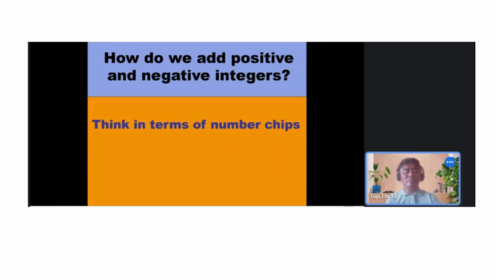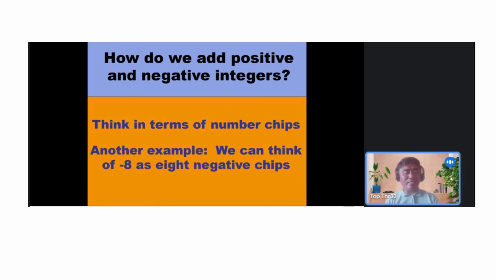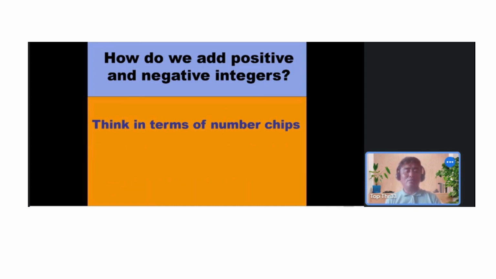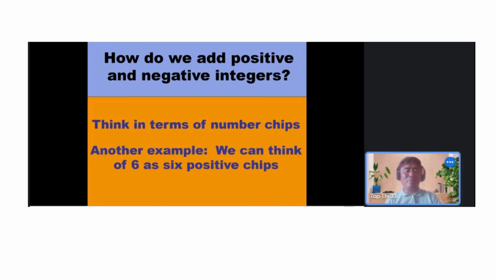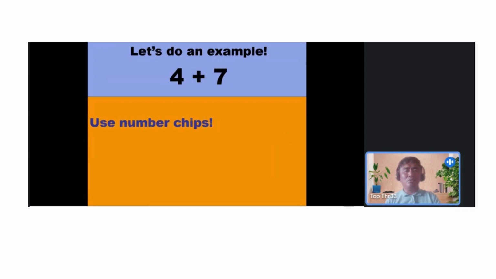And we can think of negative 8 as 8 negative chips. We can also think of positive 6 as 6 positive chips. So to add positive 4 plus positive 7, we use number chips.